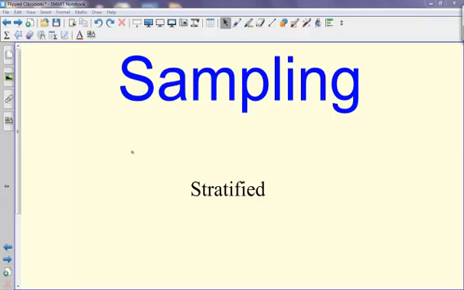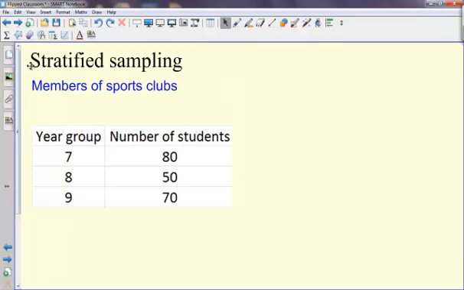When you're trying to decide how many people from a group to pick, there's a type called stratified sampling for if your data is in particular groups already. So, for example, I might be interested in finding out whether being part of a sports club affects your healthy eating styles. I've already asked a group of students how many of them are part of a sports club, and in year 7 there were 80, in year 8 there were 50, and year 9 there were 70 students.